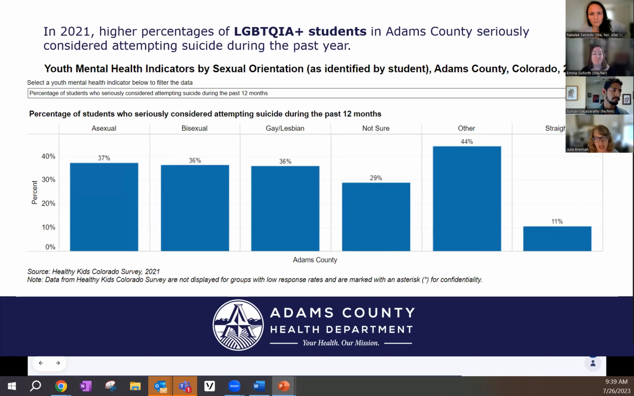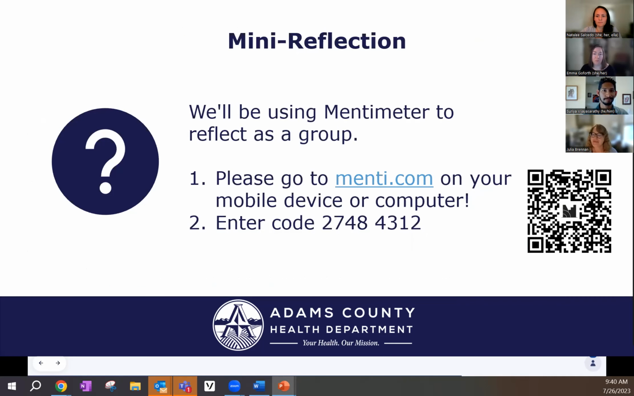In 2021, there were higher percentages of LGBTQIA+ students in Adams County who seriously considered attempting suicide during the past year compared to their fellow students who were straight. And again, I know I need a breather after this data. It's really heavy. And it may not be surprising to you, but it's important to think about when we are looking at this data. Is this reflecting what you see in your communities or you feel are the main issues or things to address? And then what is the data also telling us that can add to your understanding of the problem? And with that, I think we have time for reflection and breathing.